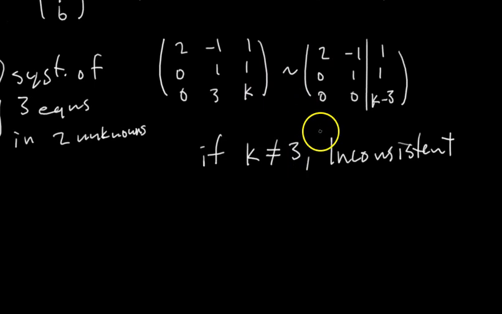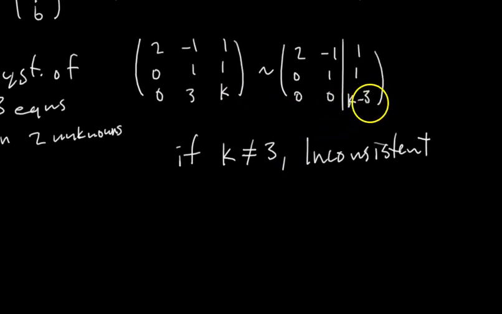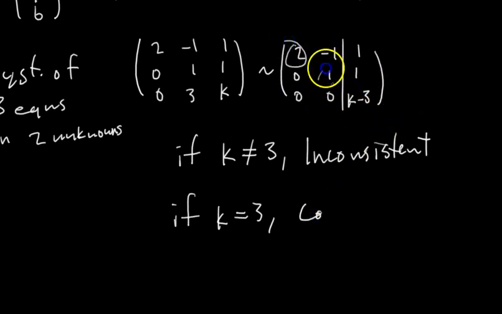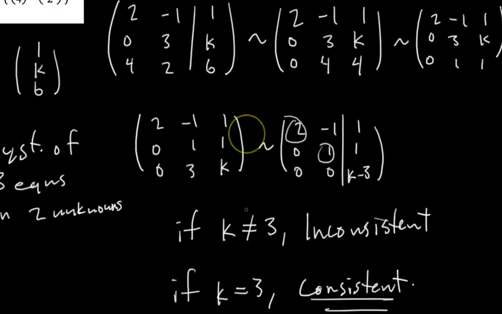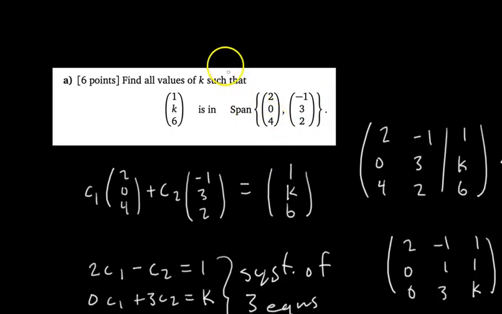So we want it to be consistent. What's the only k that would give us no pivot in the augmented column? What's the only k that would make it consistent? Well, if k equals 3, then we would have a row of all zeros at the bottom, and the other entries would be our only pivots, and so it would be consistent. So if k equals 3, it's consistent. That is our solution. Find all values of k such that (1, k, 6) is in the span of these two vectors: k equals 3. And if you look at that, we have (1, 3, 6). How can we write that as a linear combination of (2, 0, 4) and (-1, 3, 2)? We can just add them together.